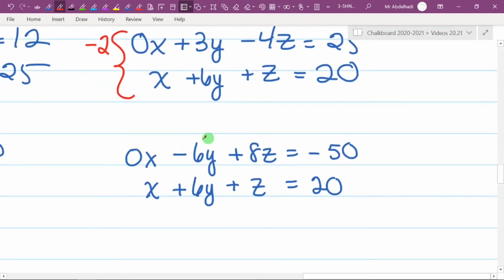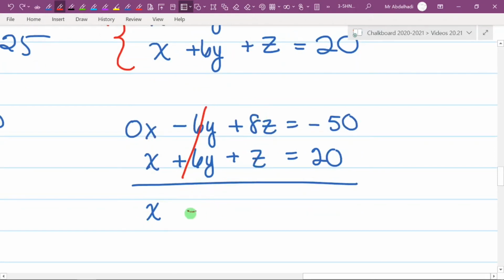You can see that these are going to cancel out. So what do we get? What's 0x plus 1x? Still just 1x. Remember, 0 anything is the same as if it's not there. So you have to just regard this as not even being there. So nothing plus x is x. And this is gone. This is going to be 9z. And this is 20 minus 50, which is negative 30.